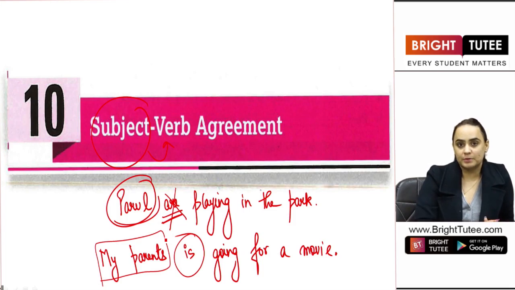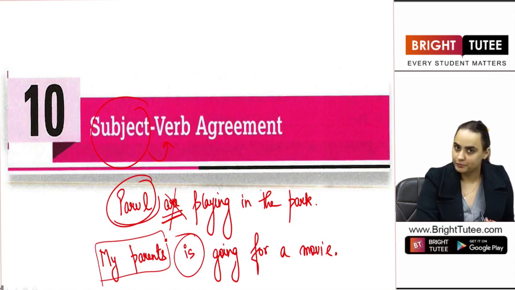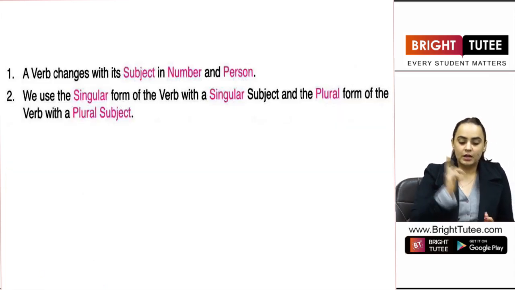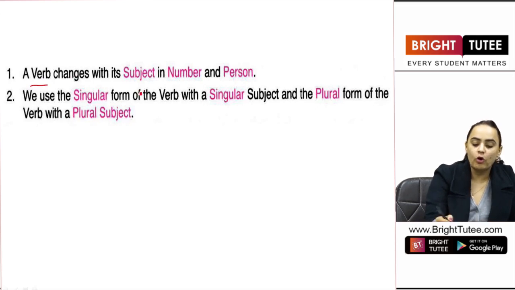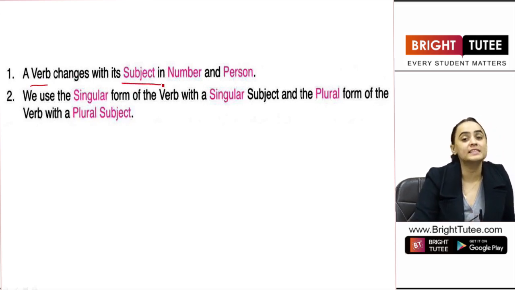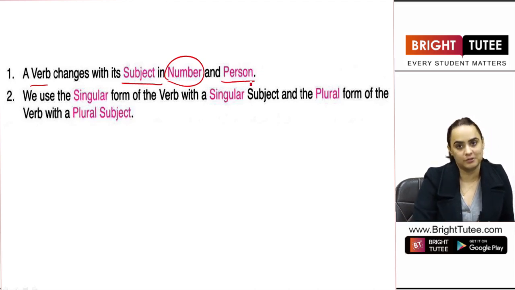So, in this chapter, we are going to learn all the rules that we need to keep in mind, which decide which subject is going to have what kind of a verb. Okay? So, the first thing that we should know in this topic, subject-verb agreement, is that the verb would always change with its subject in number as well as in person. What do I mean by that?